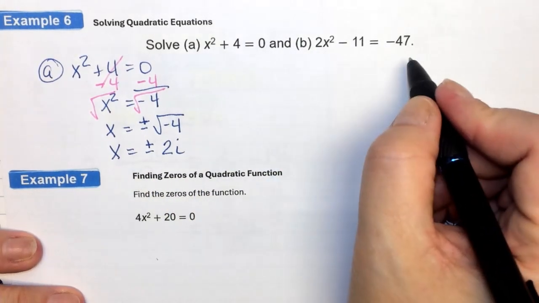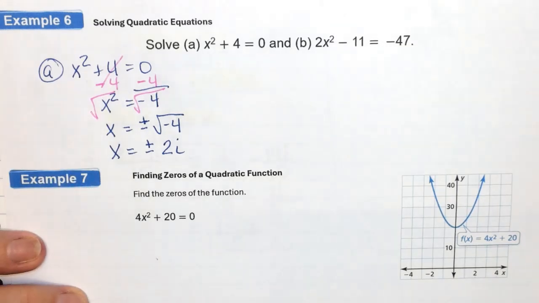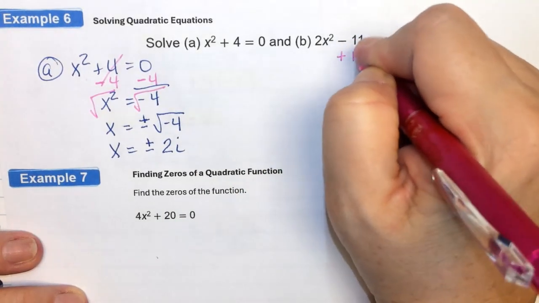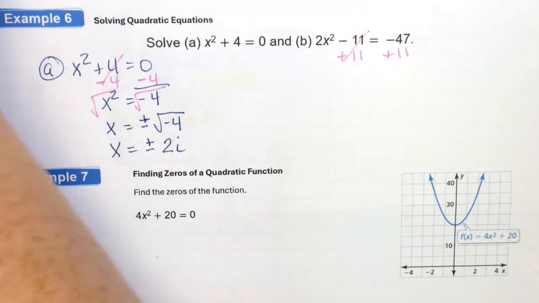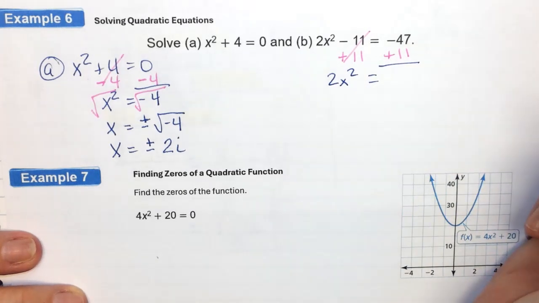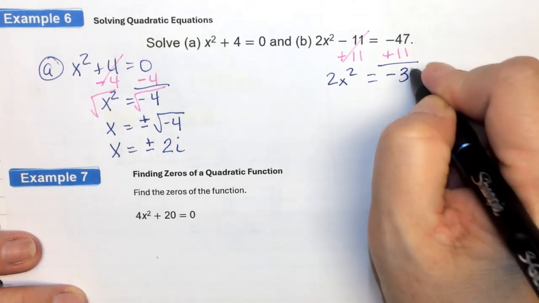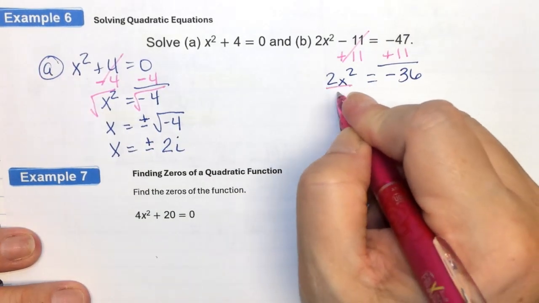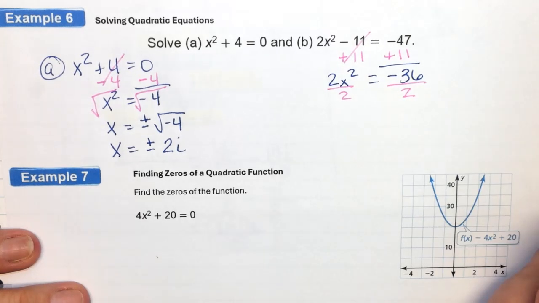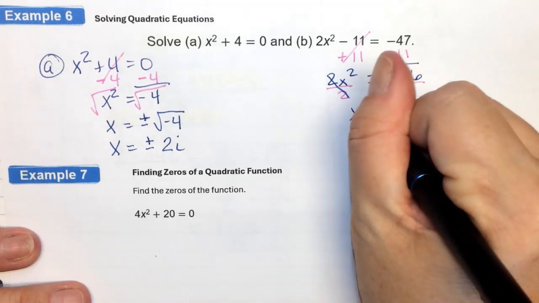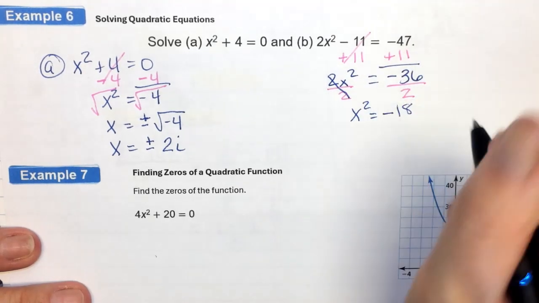All right, I'm going to do B right here. This one is not much different. So we're going to start off, we need to get rid of this minus 11. So how do we get rid of it? We add it. So then we have negative 47. We're going to add 11. That gives us negative 36. All right, so this part shouldn't be different because you did this in lesson 1. The only difference, like I said, is now we have negative numbers involved. So now we're dividing both sides by 2 so we can get rid of the coefficient. And now we have x squared equals negative 18.